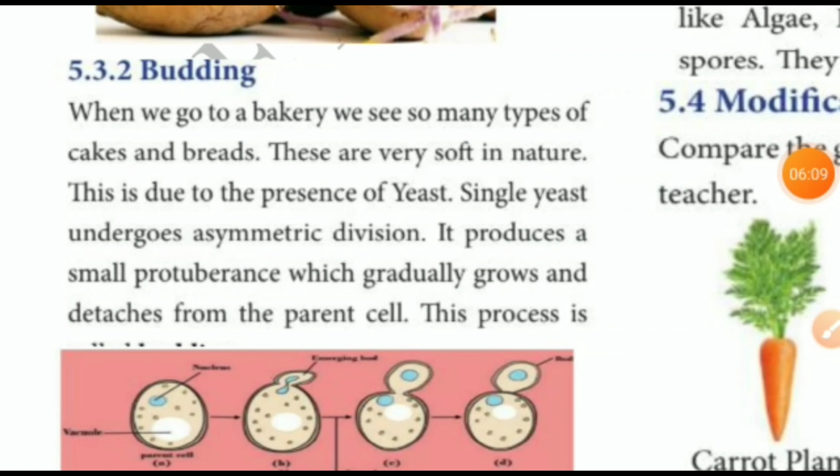Budding. Which one is soft in nature? Yeast. We see so many types of cakes and bread. These are very soft in nature. This is due to the presence of yeast. How does yeast reproduce? Through budding.